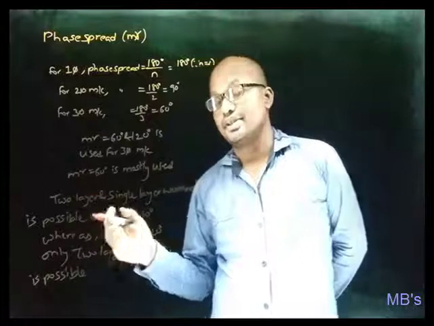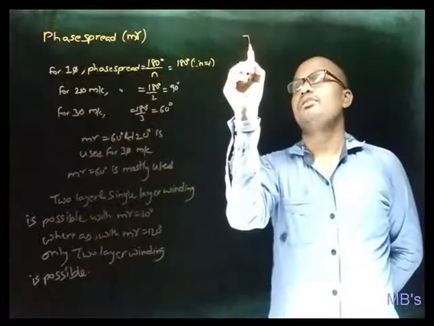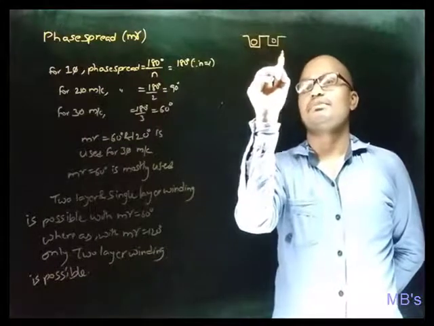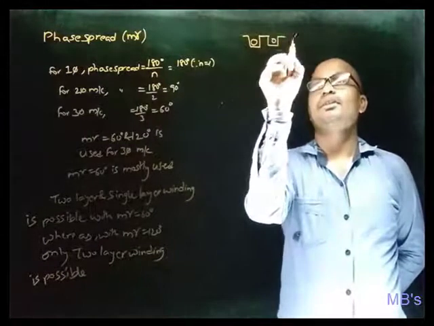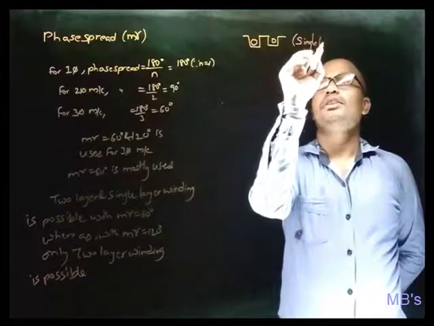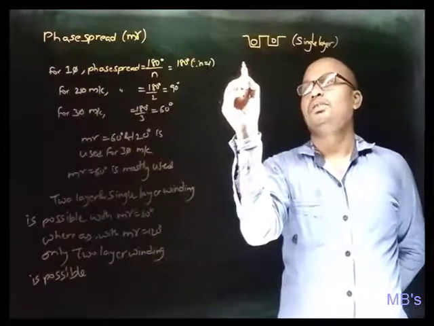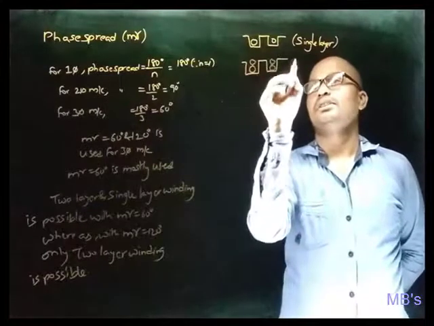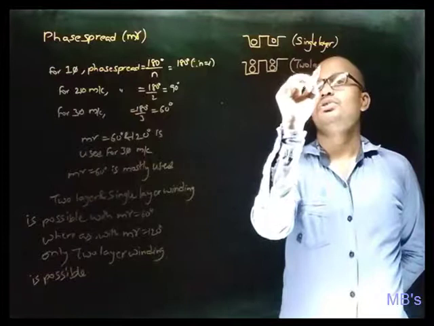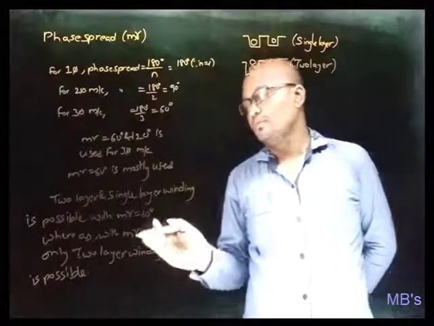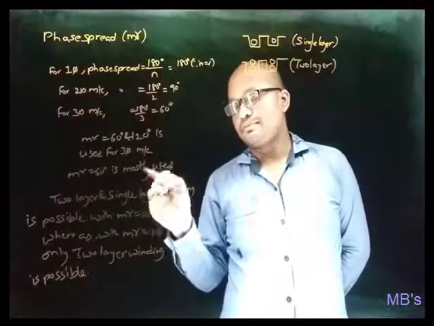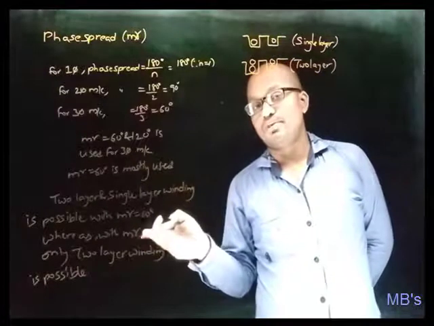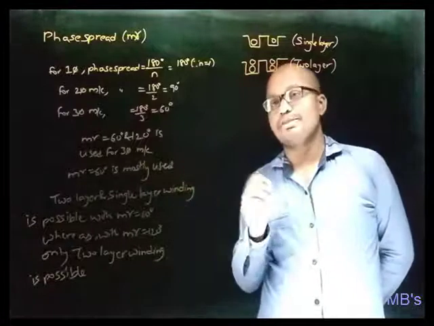So what is single layer winding, what is 2-layer winding? If in a slot only one conductor is present, then that type of winding comes under single layer winding. If in a slot 2 conductors are present, then it comes under 2-layer winding. So with phase spread of 60 degrees, 2-layer winding and single layer winding are possible, whereas with phase spread of 120 degrees, only 2-layer winding is possible.